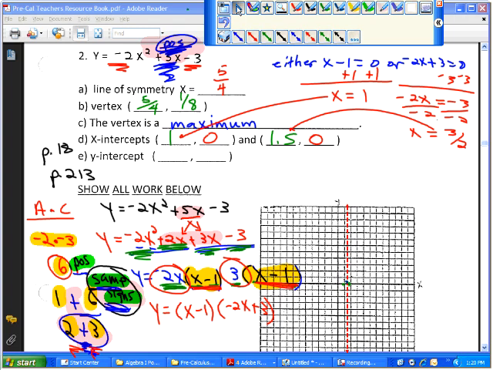So that did factor relatively easy using the AC method of factoring, which we do need to know how to do, obviously. We're going to have to do that a lot before this course is over. Okay? Everybody see how we found the x-intercepts?